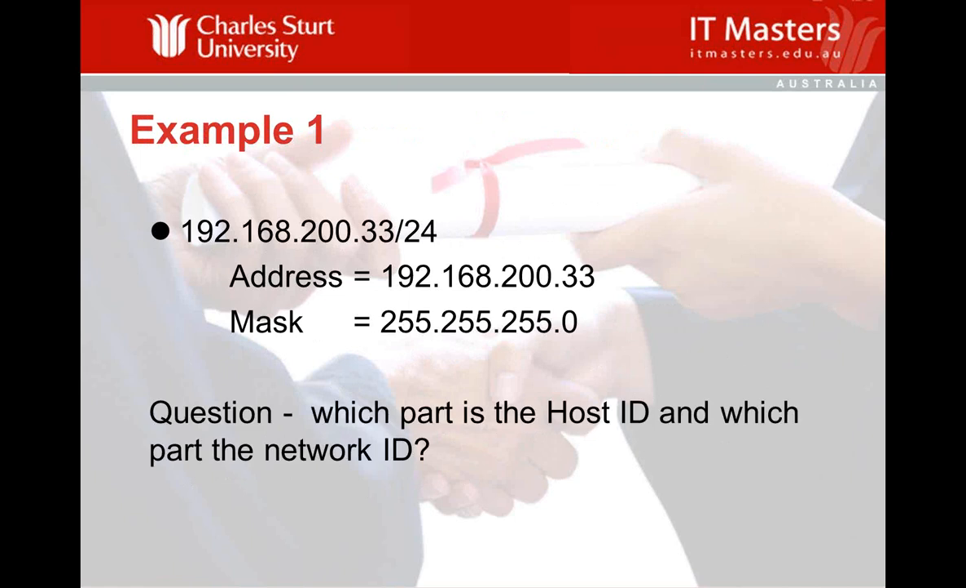So the question is, which part is the host ID and which part is the network ID. Which part of that address refers to the host, say the PC that's got that IP address, and which part refers to the network that it's on. If we think of the network as being equivalent to a street, the street that you live in, in my instance, Station Street, the host ID is basically the number of the house on the street. So in my case, 23 Station Street. That's what we're looking for.